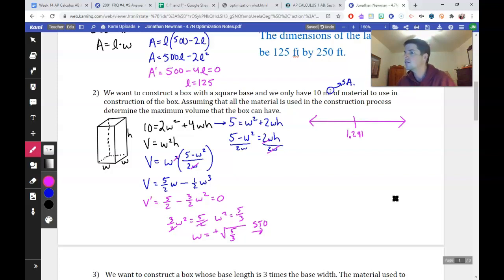But here we go. So this is V prime, remember. This is the derivative. And we're just checking to see if it's positive or negative. So if you plug in something like 0 into this right here, that's going to be a positive number. So we have a positive.